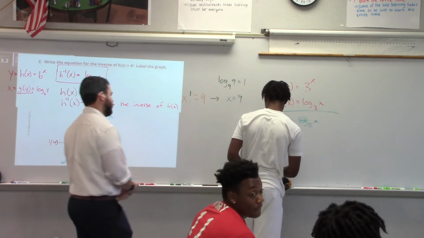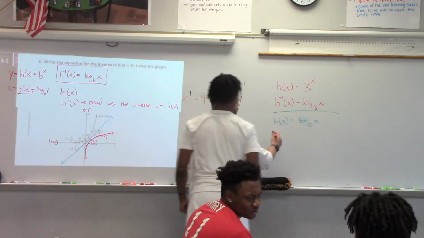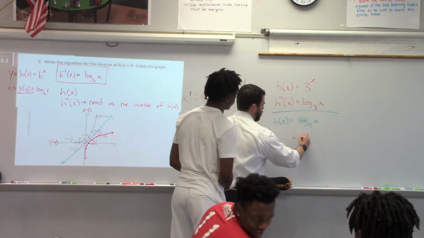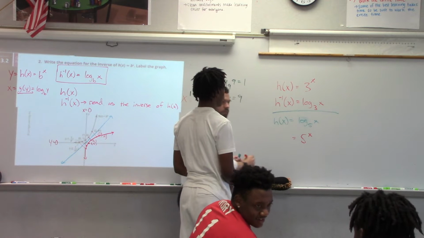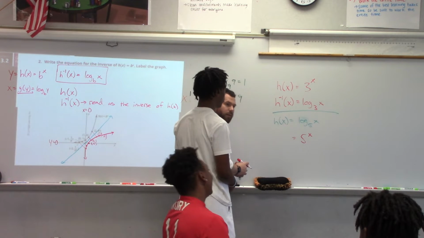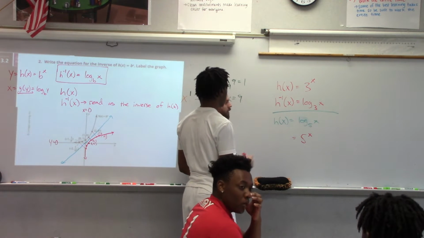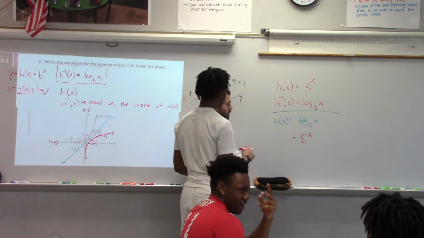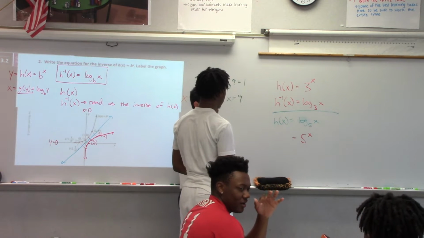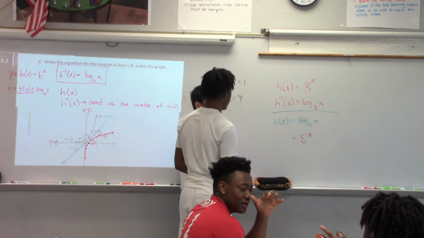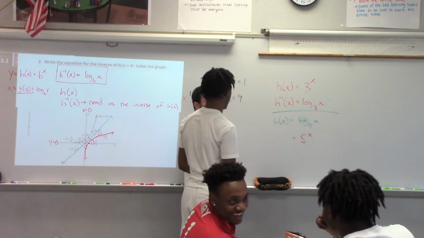Well, let's look at what Joaquin just said. So, would that be the inverse? Yes, 5 to the x? What do we need on the left-hand side? H of x equals. Not h of x. What is the inverse notation for h of x? G of x?